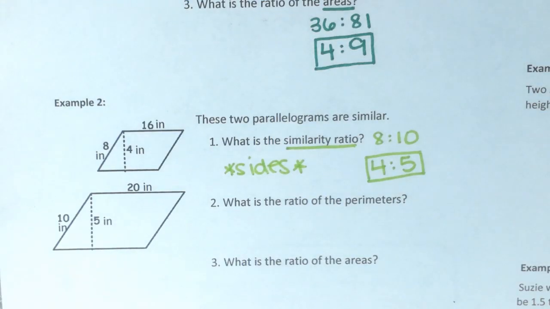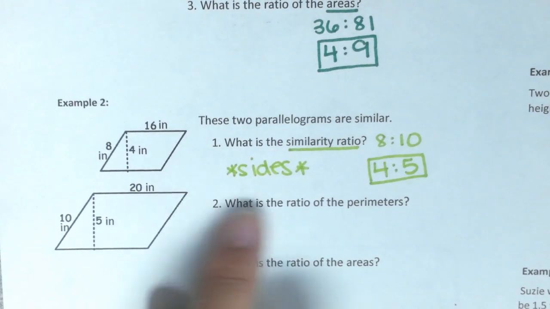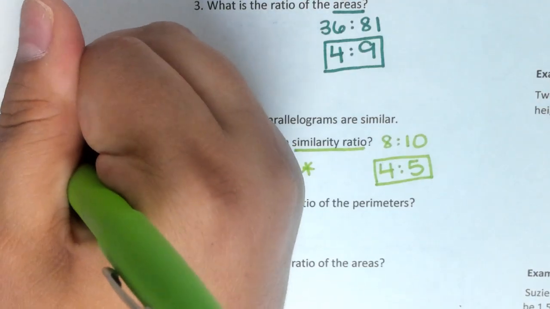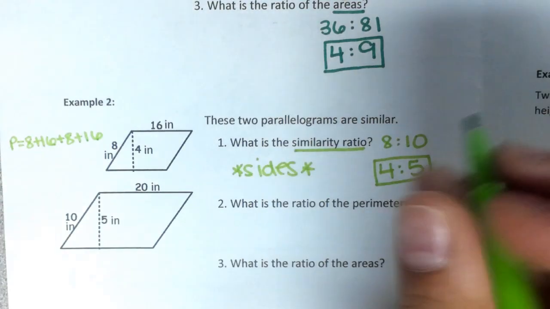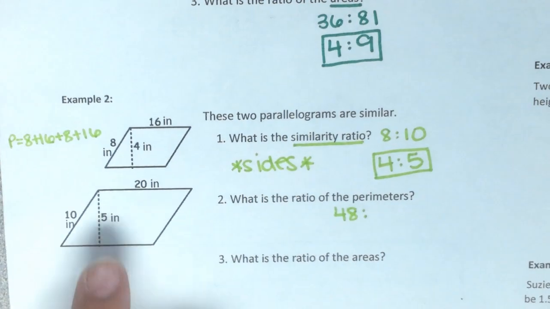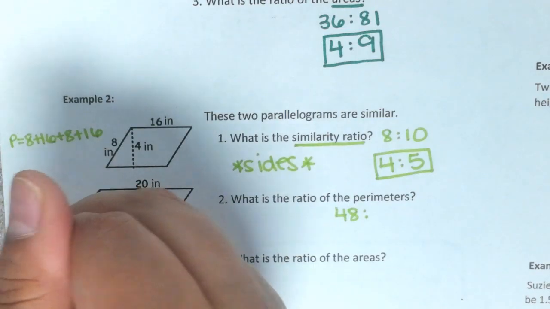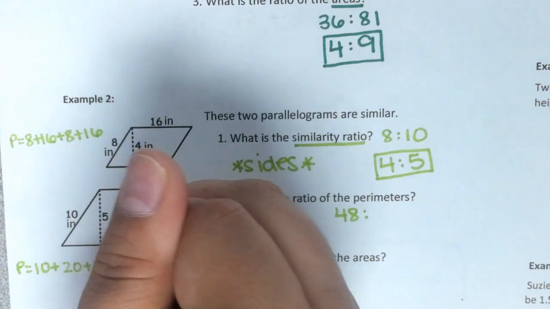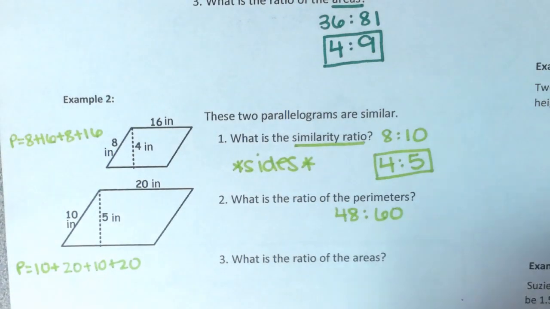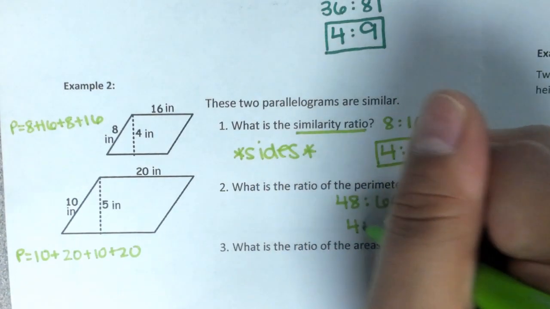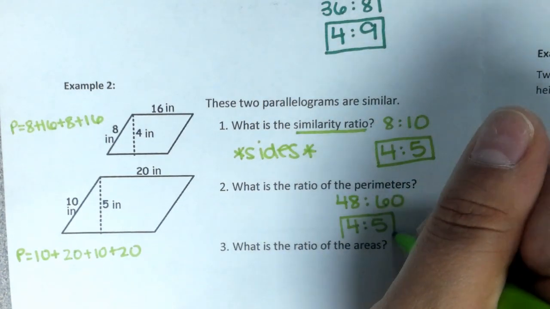Well, let's see. How would you find the perimeter of this one? 8 plus 16 plus 16 plus 8. Good job. 48. How do we find the perimeter of this one? 20 plus 40. Oh, I see what you did. What can I divide them both by? 12. And what do I get? 4 over 5. So, did I have to do that, or could I have just done what Jordan said?